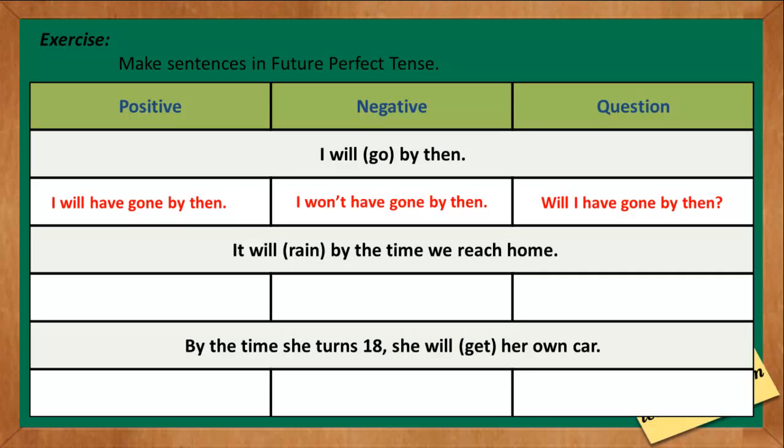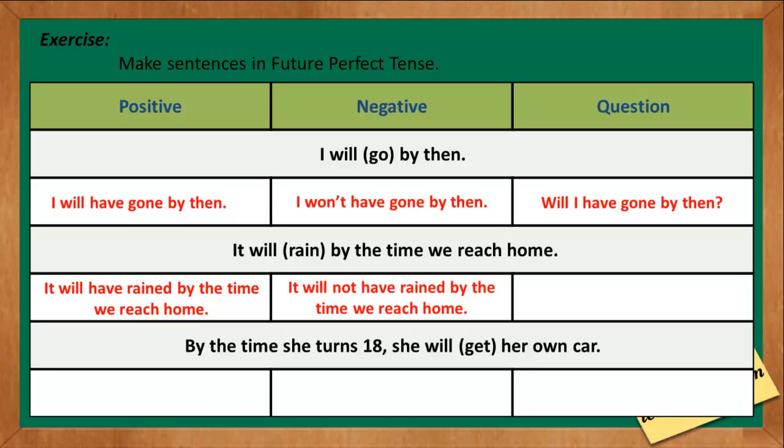The second one, it will rain by the time we reach home. The verb is rain. The correct positive sentence is it will have rained by the time we reach home. The negative sentence is it will not have rained by the time we reach home. And the question is, will it have rained by the time we reach home?